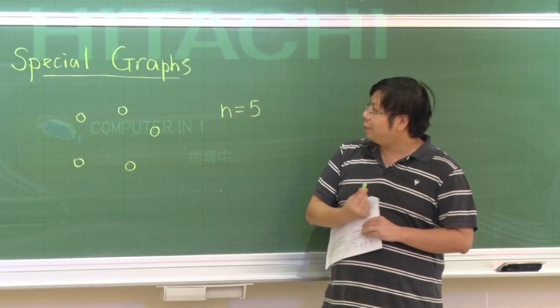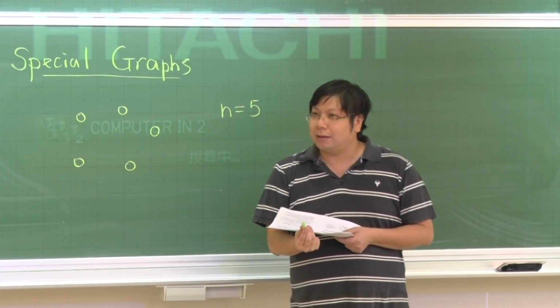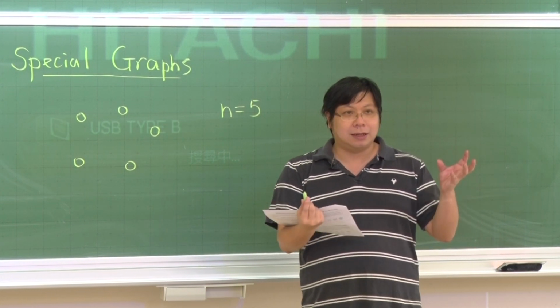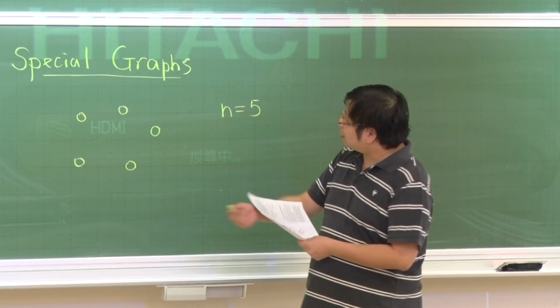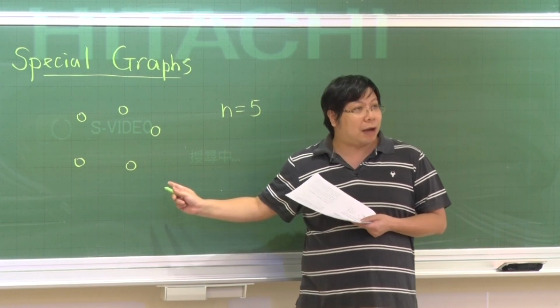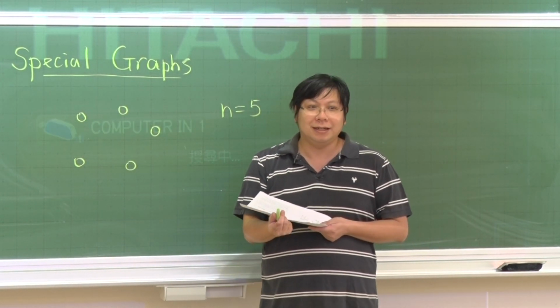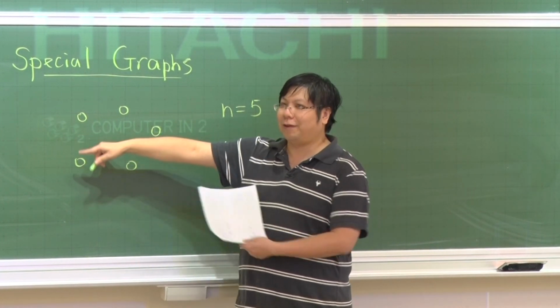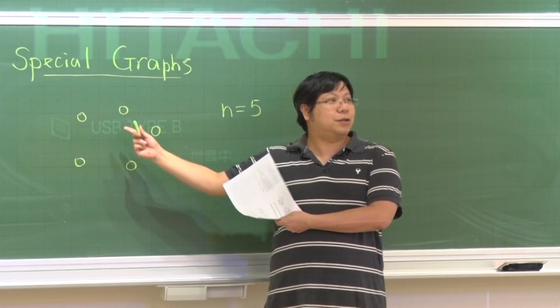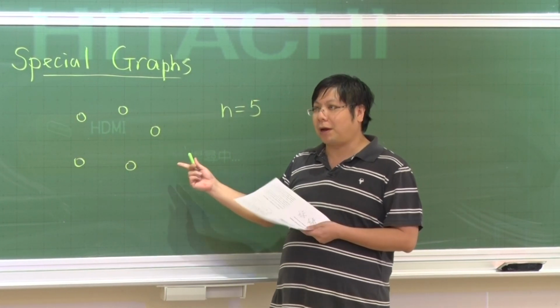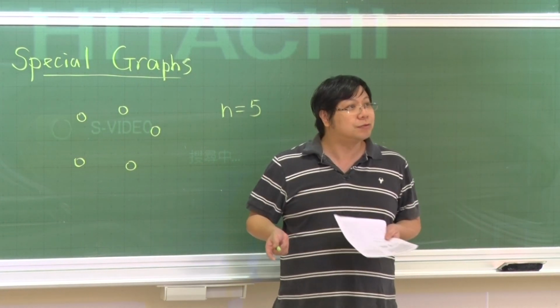For a graph to exist, it does not mean that it has to contain an edge. So this could be a graph. This is a graph that contains 5 isolated vertices. Is that okay? So they are very lonely. So this could be a special graph. This is an empty graph. It does not contain any edge.